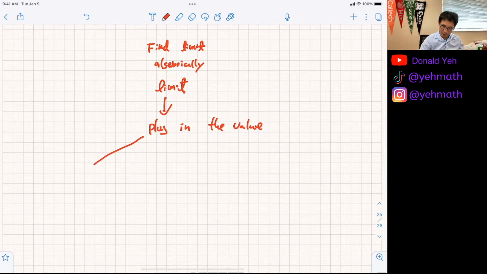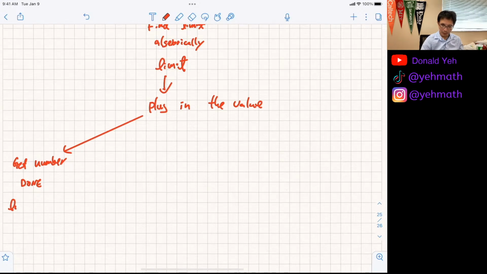If you plug in the value, the first situation you might get is a number. That's pretty much it, you're done. You don't have to do anything else. For example, the limit as x approaches 2 of 2x plus 4: just plug in x as 2, so it'll be 2 times 2 plus 4, that's equal to 4 plus 4, that's equal to 8. And that's it. You don't have to do any further work.